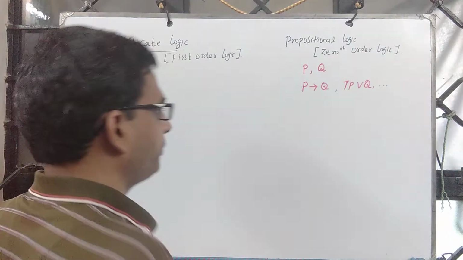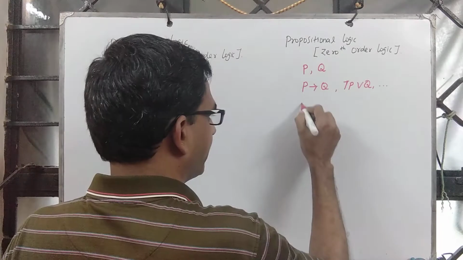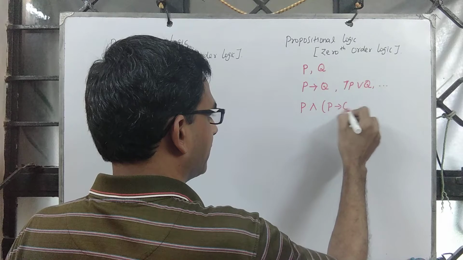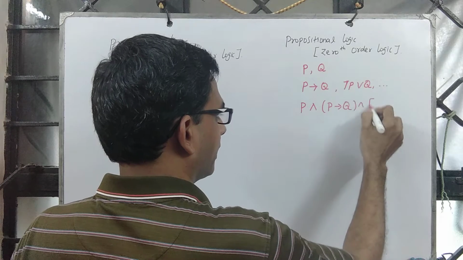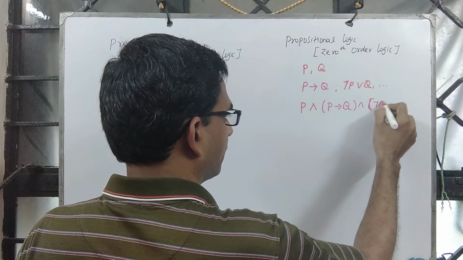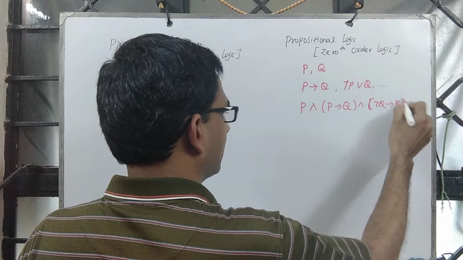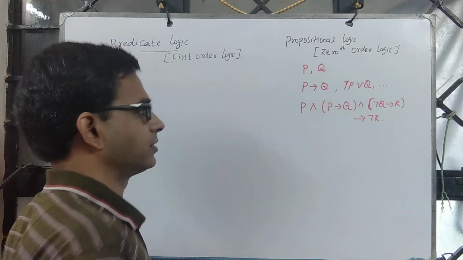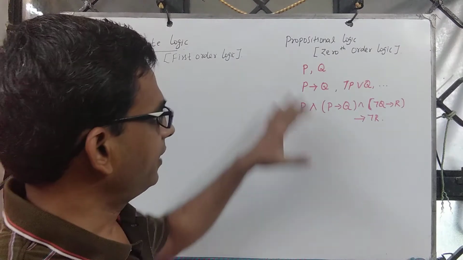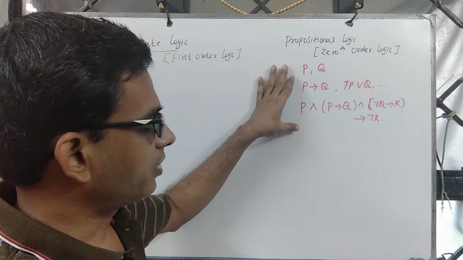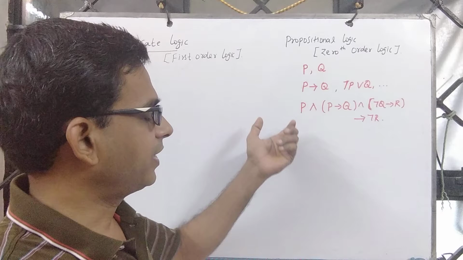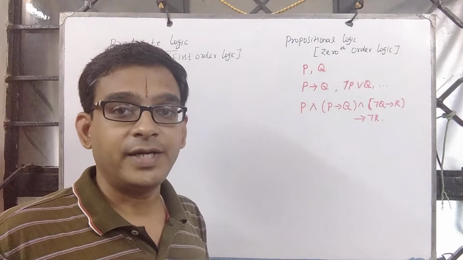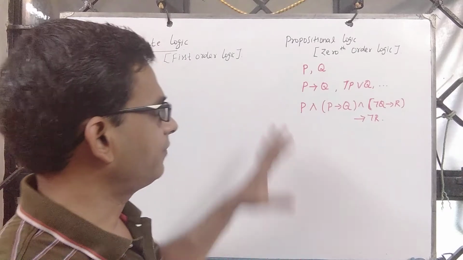Then, given an argument involving propositional variables like P implies Q and negation Q implies R, does this imply negation R? Something like this. We saw tautology, contradiction, implication, equivalence, using which we check the validity of the argument. So all that we have seen.